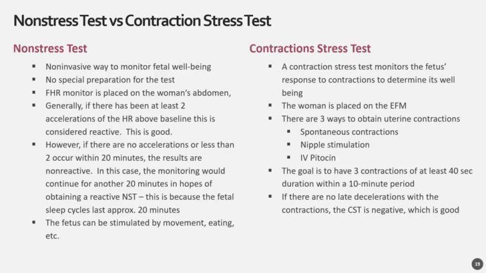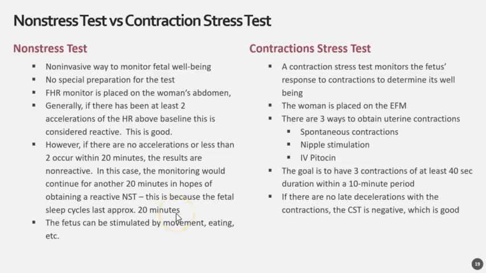So the contraction stress test, when the uterine contractions occur, it causes a momentary reduction of uteroplacental blood flow, which stresses the fetus. A contraction stress test monitors the fetus's response to contractions to determine his or her well-being. The woman is placed on the EFM.